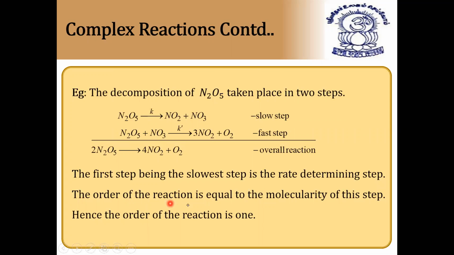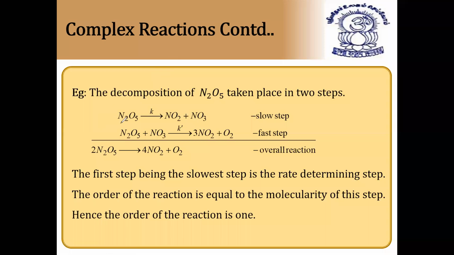So the order of the reaction is equal to the molecularity of this step. How many molecules is it equal to? One molecule. So hence the order of reaction is one. On the whole, it is two molecules, but in the slowest step only one molecule is involved. So the order of the reaction is one, because the slowest step is the rate determining step.